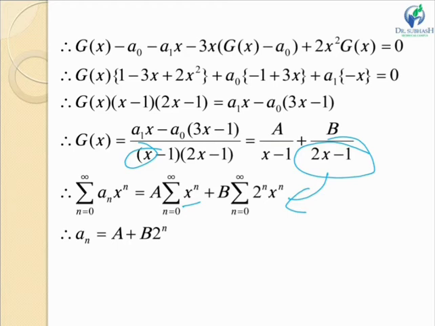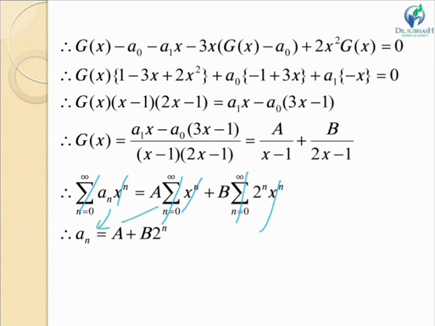Therefore finally, you can see here, you can remove the summation. Okay, and you can also remove x raised to n from both sides, so you are left with a_n. Here only A will be left, and here 2 raised to n will be left. So this is our solution for the given recurrence relation.